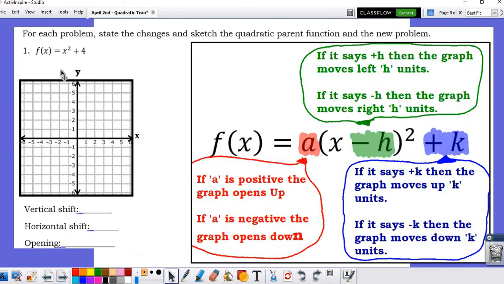All right, the first question. I'm not actually even going to graph it on here, but I want to know, does it change vertically, horizontally, and does it open up or down? And so my equation is f of x equals x squared plus 4. Couple things here. I want you to think about which part of the equation changed, the a, the h, or the k. And here it's on the outside. So remember, the outside number is your k value.